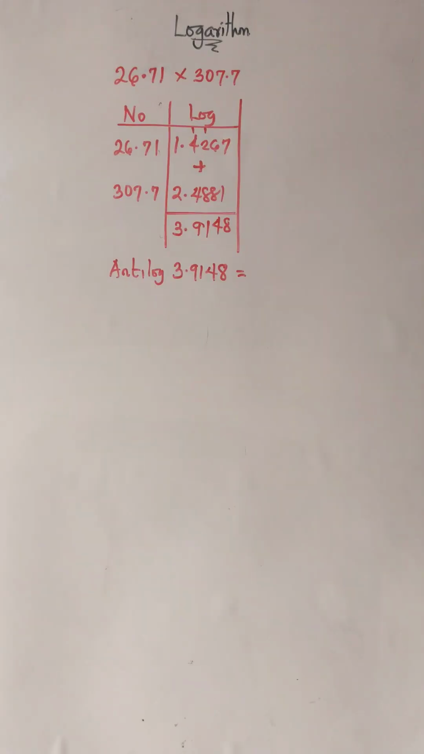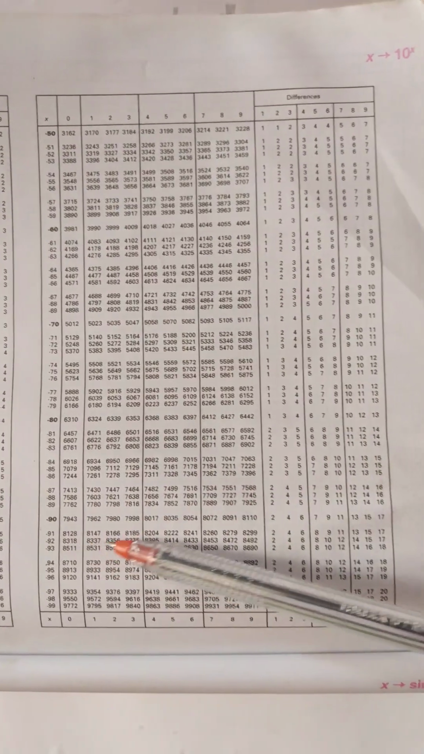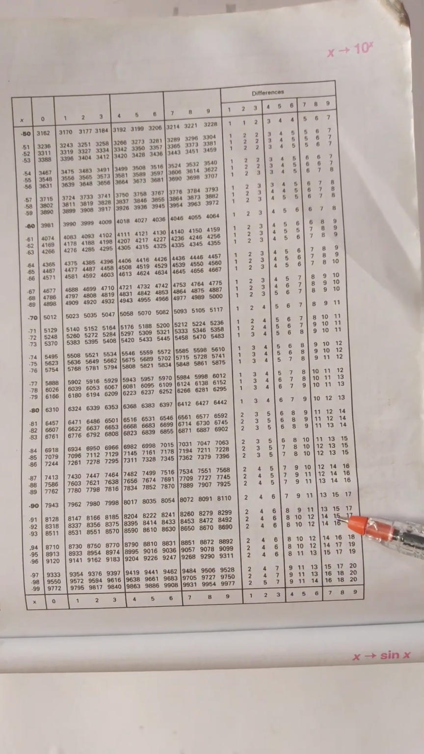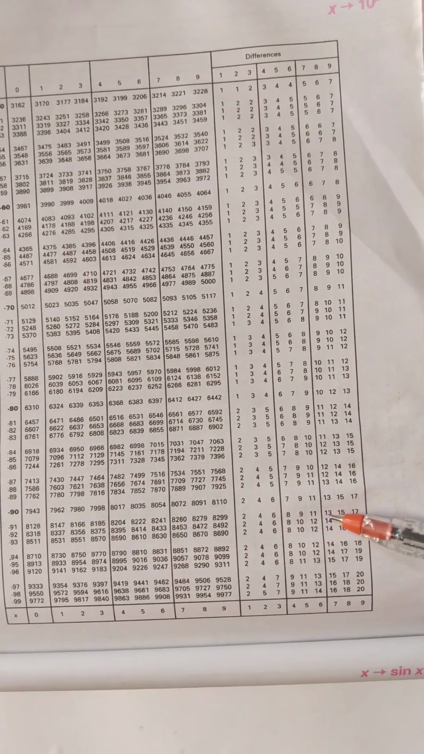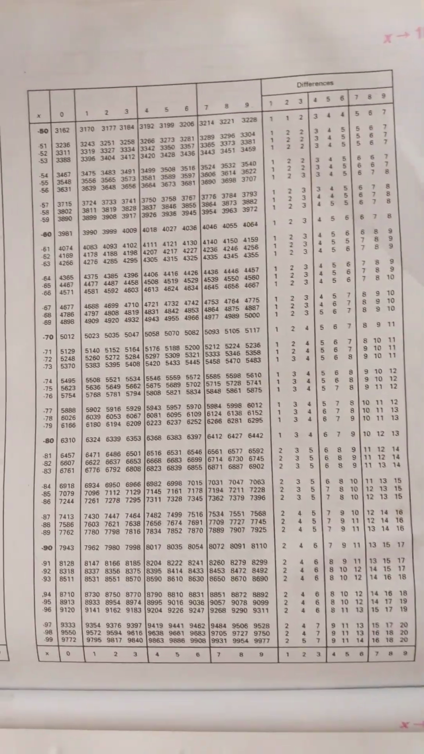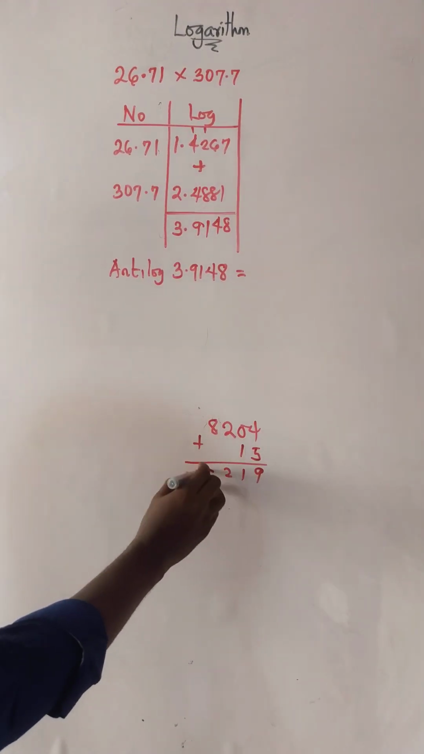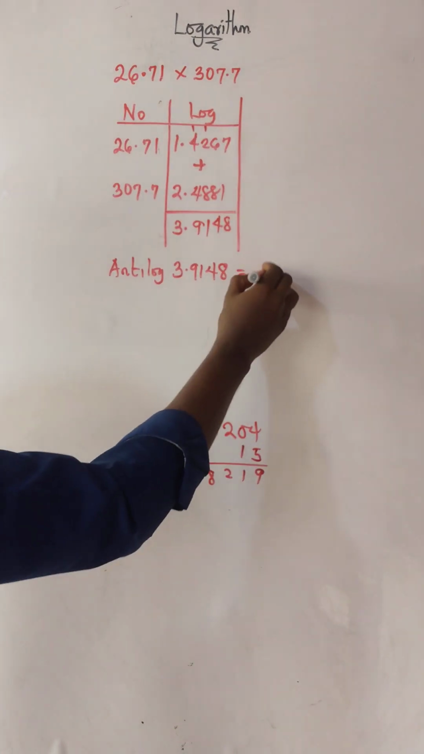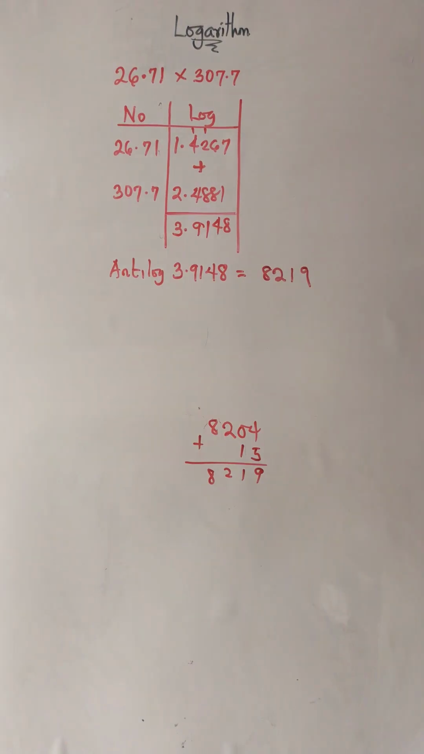8204. Then we have difference 8. Let's check it. So this is difference 8. Let's stretch it down to 91. That's 15. 91 to 8. So we are going to add 15 to it. So let's add. We are going to have 9, 1, 2, 8. So the antilog is 8219. How do we now know where the decimal point is to be?